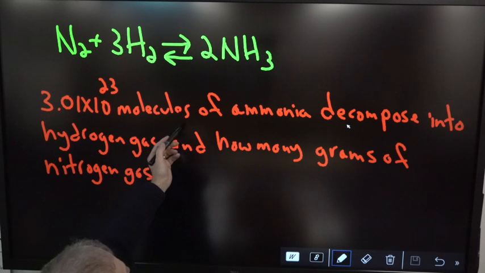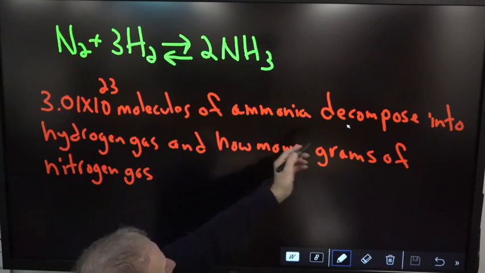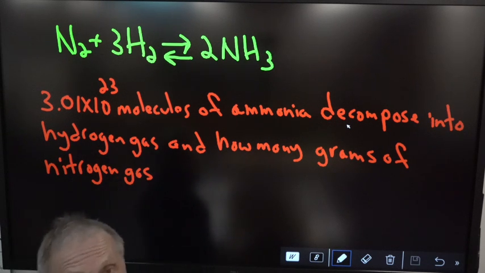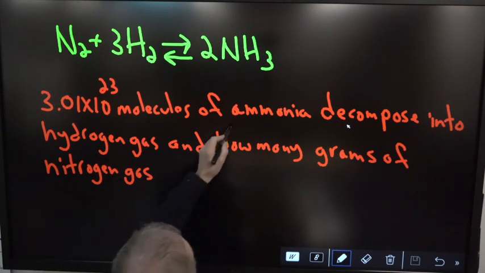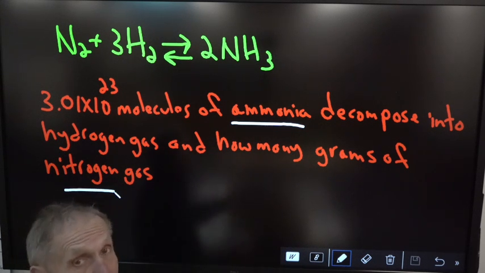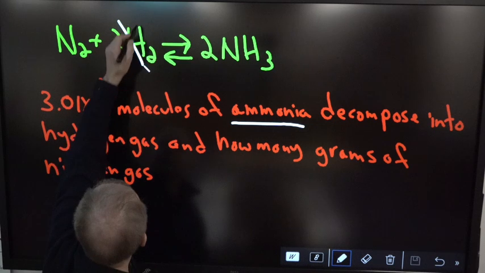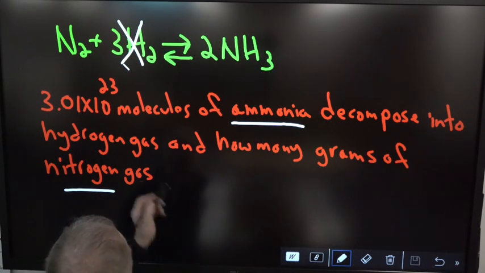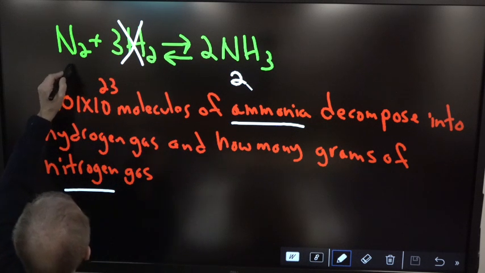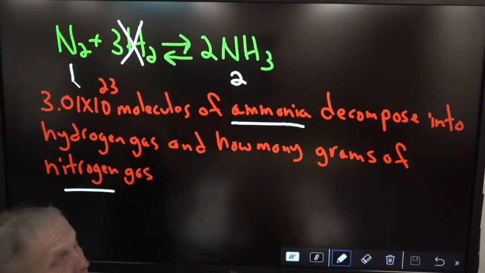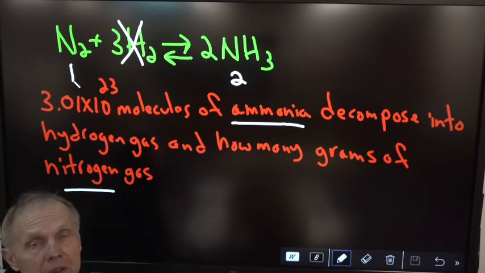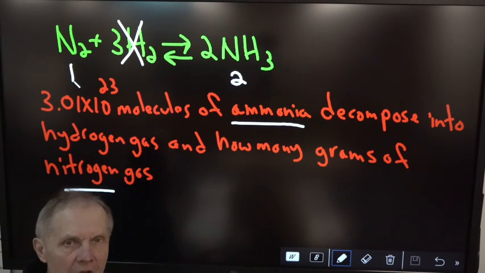3.01 times 10 to the 23rd molecules of ammonia decompose into hydrogen gas and how many grams of nitrogen? So I am using ammonia again, and I'm using nitrogen. So what I'm not using is hydrogen. Cross the hydrogen out. Since I'm using ammonia, I'm going to drop the coefficient 2, and nitrogen, drop the coefficient 1. Now, this is a molecule to gram, all right? This is a little bit tougher.